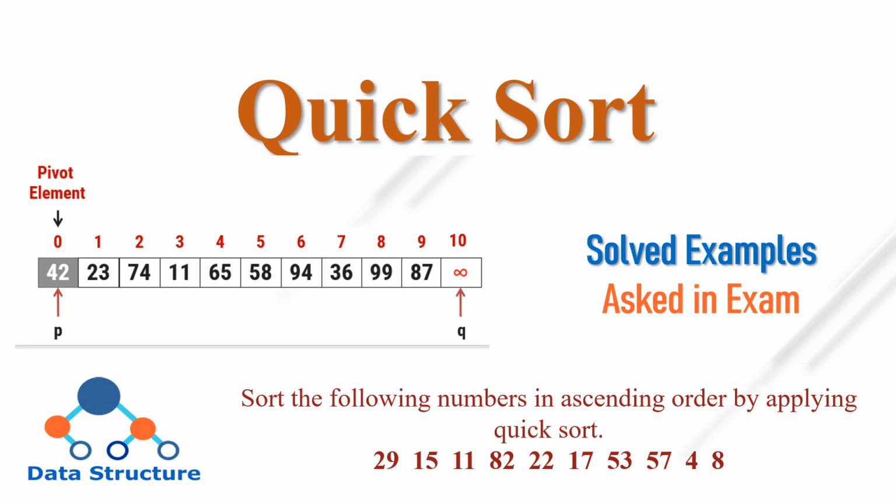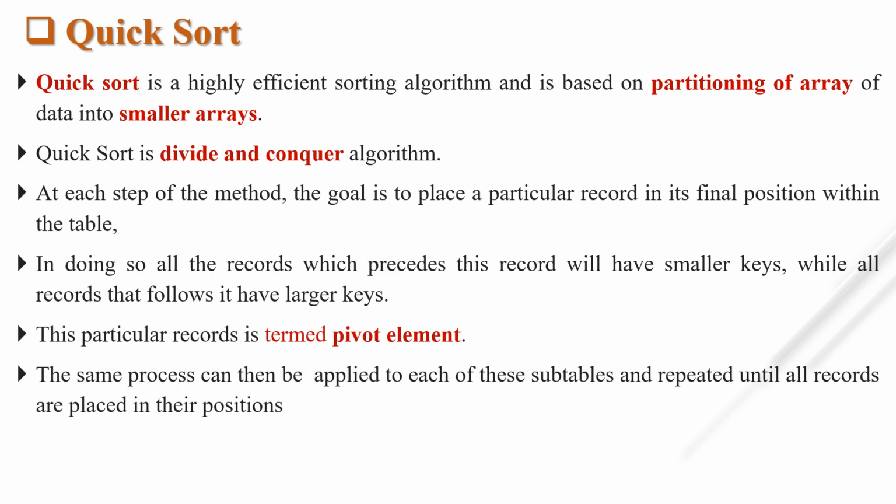Let's see the algorithm of quicksort. Quicksort is a sorting algorithm based on divide and conquer that picks an element as a pivot and partitions the given array around the picked pivot by placing the pivot in its correct position. So quicksort works on the principle of divide and conquer, breaking down the problem into subproblems.